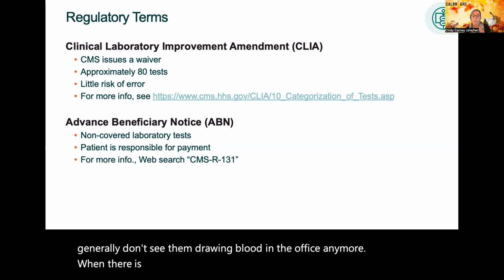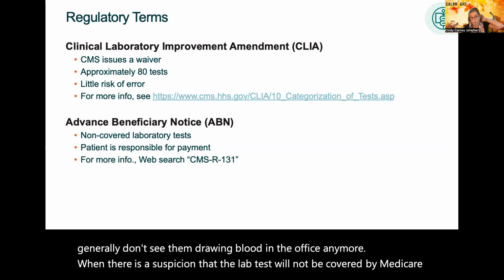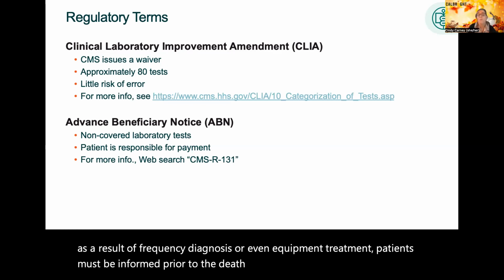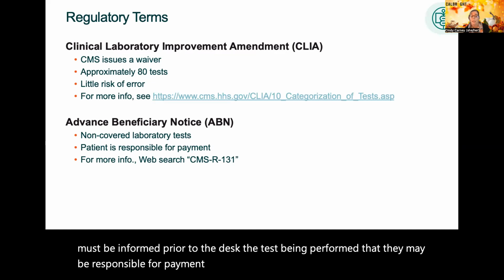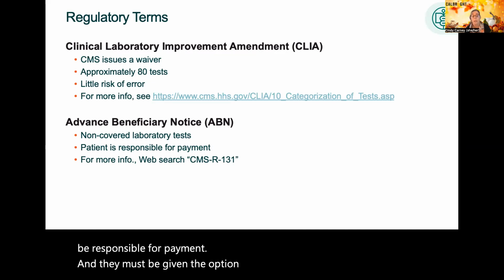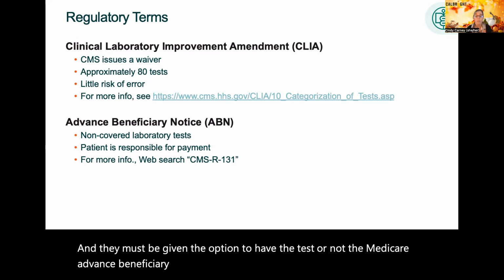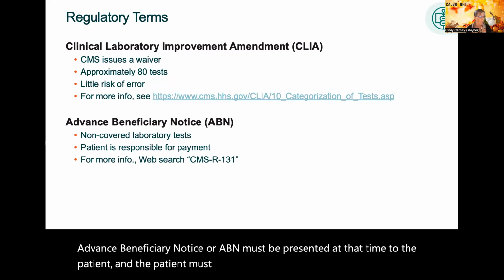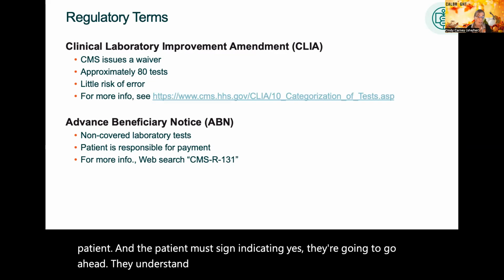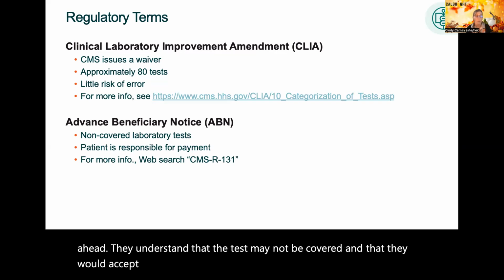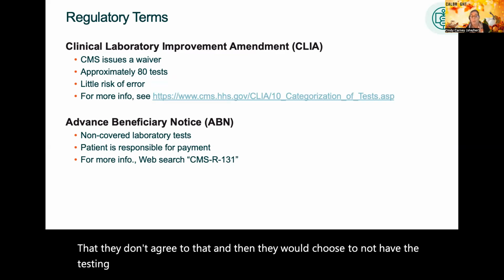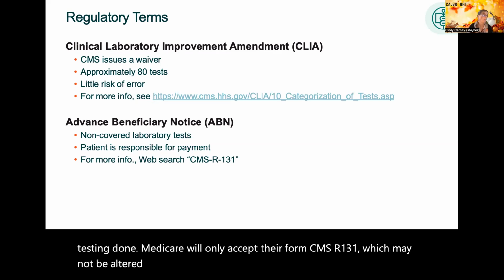When there is a suspicion that the lab test will not be covered by Medicare as a result of frequency, diagnosis, or even equipment treatment, patients must be informed prior to the test being performed that they may be responsible for payment, and they must be given the option to have the test or not. The Medicare Advance Beneficiary Notice, or ABN, must be presented at that time to the patient, and the patient must sign indicating yes, they're going to go ahead. They understand that the test may not be covered and that they would accept responsibility for payment, or they would mark no, that they don't agree to that, and then they would choose to not have the testing done. Medicare will only accept their form CMS-R-131, which may not be altered in any way.